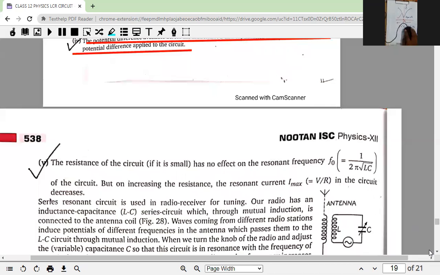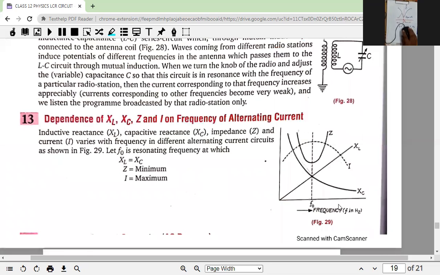Now here you can see there are some graphs of XL versus frequency. This graph will be a straight line. XC versus F, I already explained during the pure capacitive and pure inductive circuits. These graphs I already explained. And the graph of impedance with respect to the frequency will be of this shape, parabolic. It's clear. So now I hope that it will be clear to you.